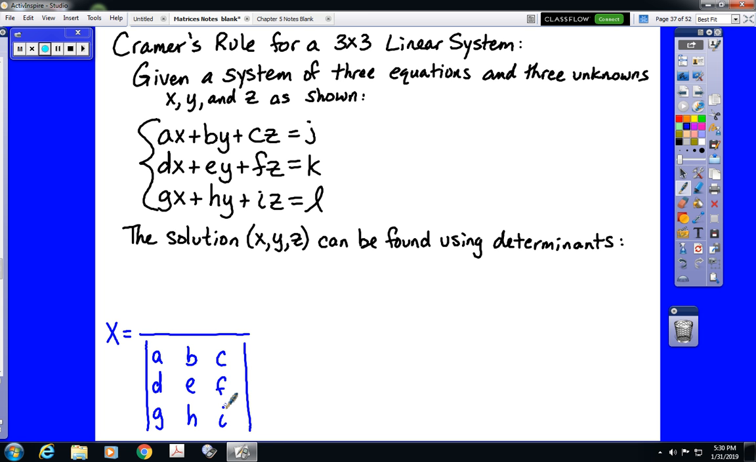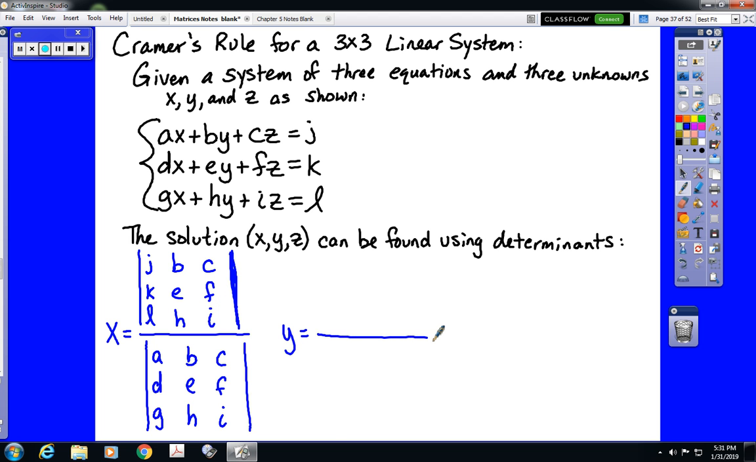And that's going to be the same matrix that we put on the bottom of all 3 fractions, x, y, and z. Up top, just like we did for the 2 by 2 matrix, we took for x the x column out and replaced it with the answers. So a, d, and g are going to be removed and replaced with j, k, and l. The y column, b, e, and h, and the z column, c, f, and i, would be intact. So then we would carry out those 2 3 by 3 determinants, divide, and we would have our x value.